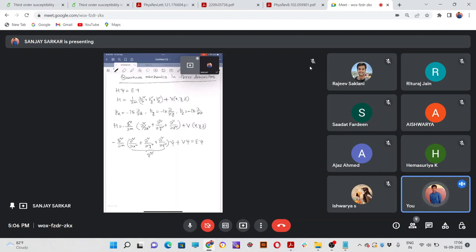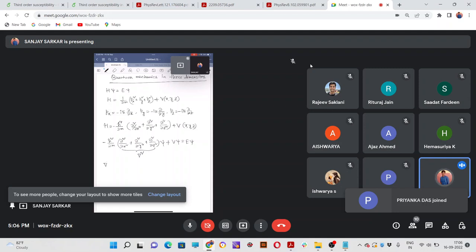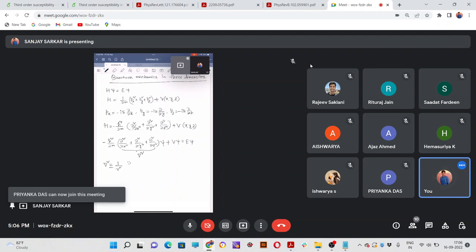In spherical polar coordinates, the Laplacian operator nabla square is represented as 1 by r square del r of r square del r, plus 1 by r square sin theta del theta of sin theta del theta, plus 1 by r square sin square theta del 2 del phi 2.